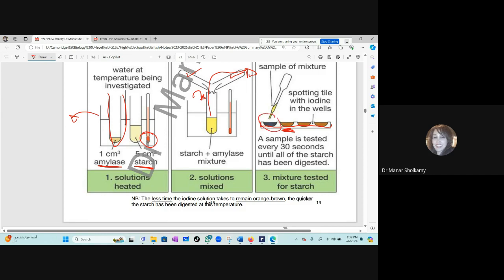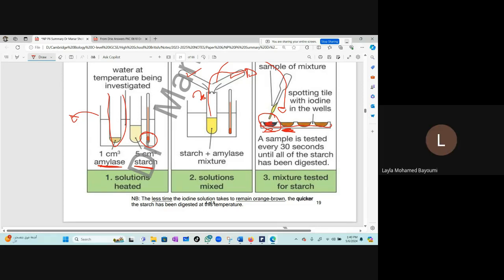Now I will look for the color change. If the color changes from yellow-brown to blue-black, this means starch is present, or it has not been digested. Present. It is present. So starch is not digested yet. I will have to wait for another 20 minutes to take one drop out of the mixture and put it in the second well. And I will keep on doing that until when do I stop?